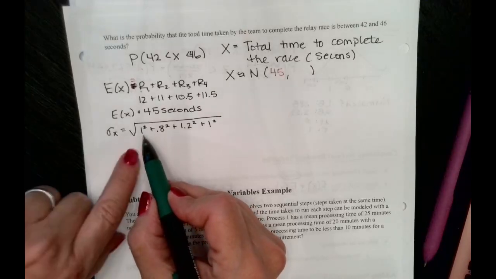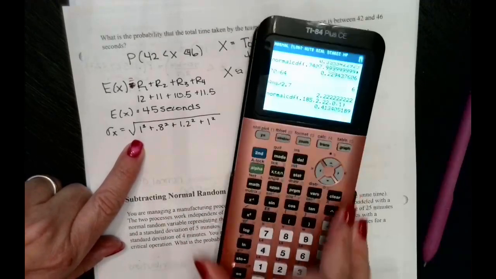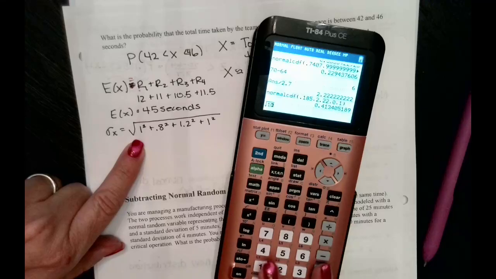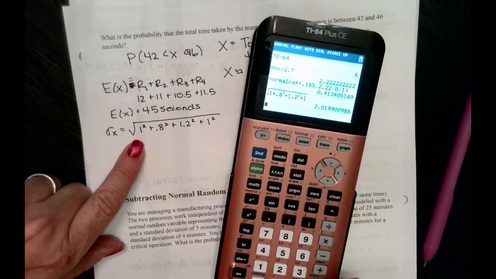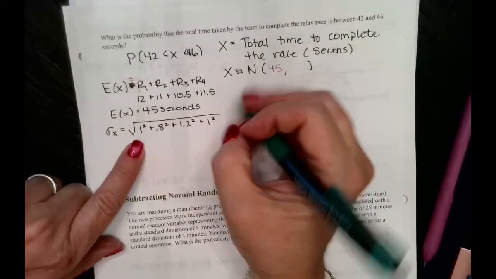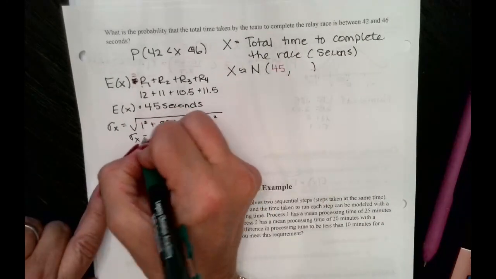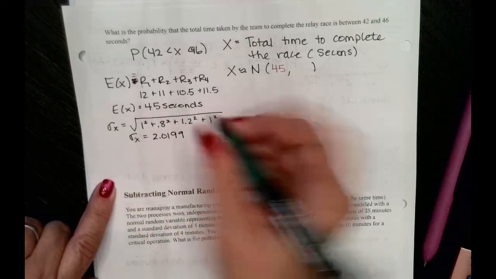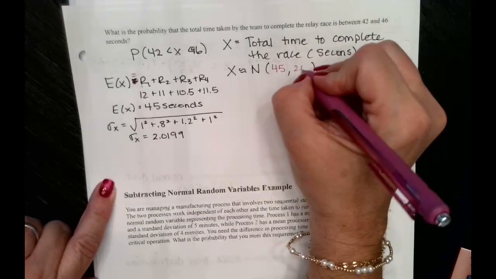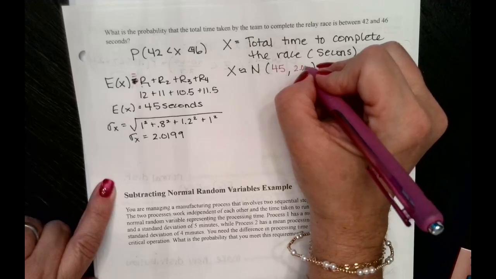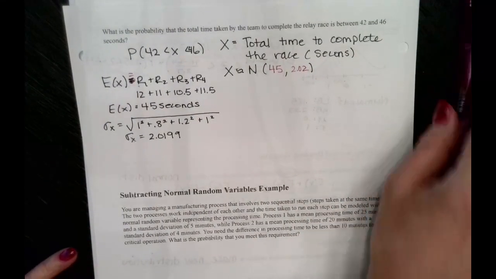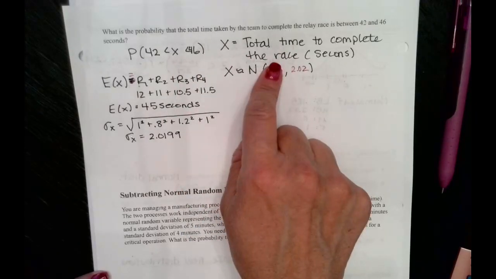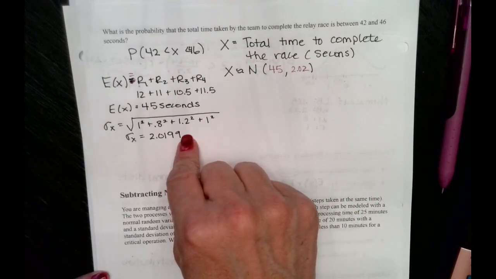So remember, it's the variance. So if I look at this, I get the square root of 1 plus 0.8 squared plus 1.2 squared plus 1. So 2.0199. So standard deviation is 2.0199. So that's the value that I'm going to have over here. 2.02, just to keep it short. Okay, so I've communicated. I've started my calculations, but I need to finish my calculations.